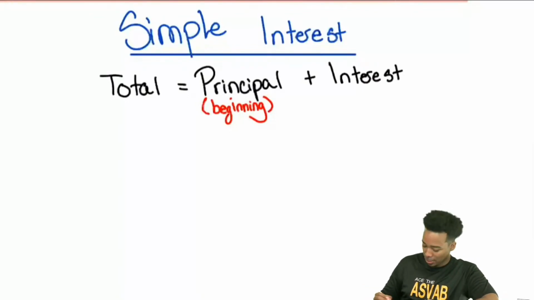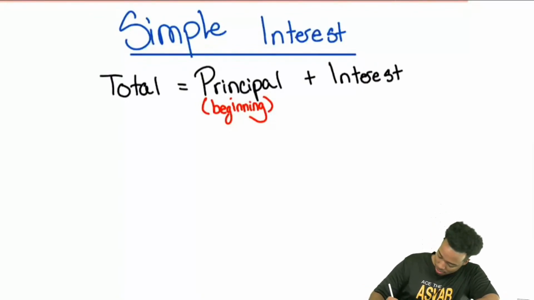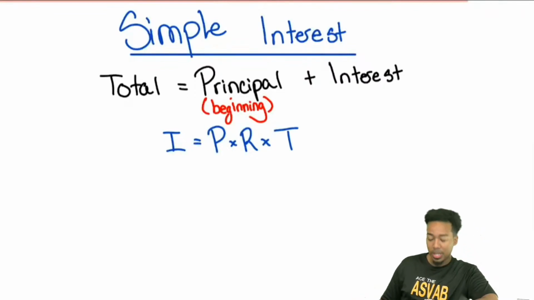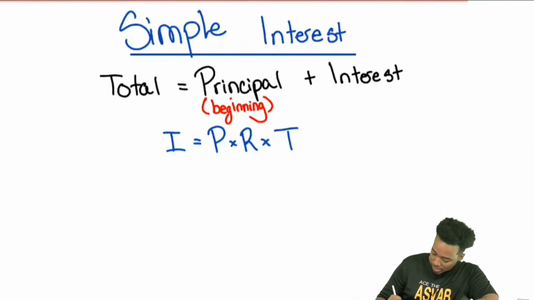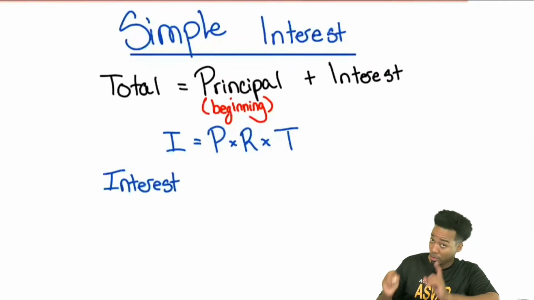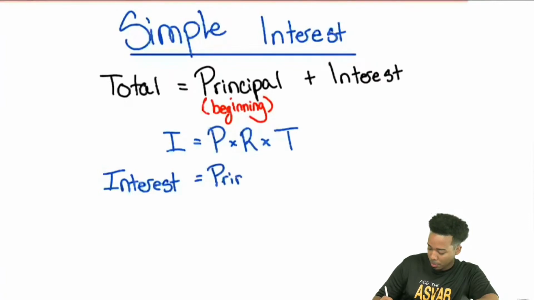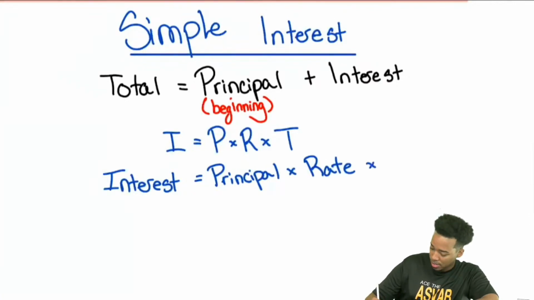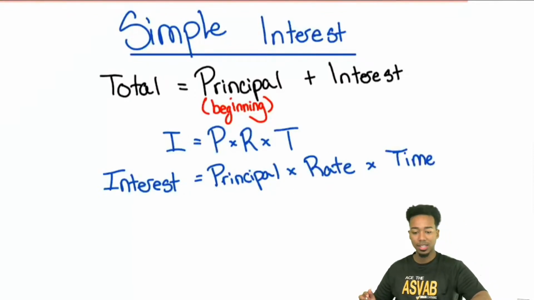Pretty much what that stands for is this. I equals PRT. Here's what all of this stands for. This stands for your interest. And again, this is for simple interest. The interest that you earned is equal to the principal times your rate, which is your interest rate, times time. So I'll give you a second to write that down.